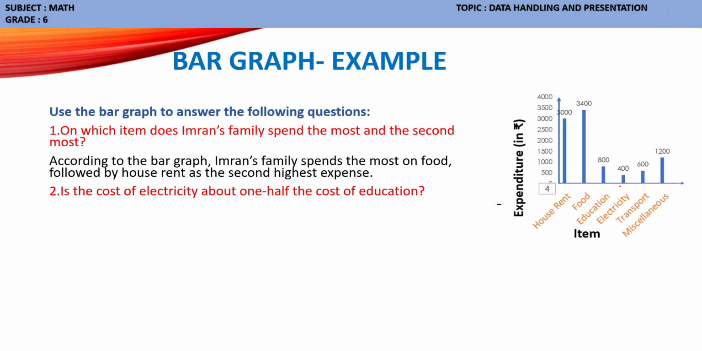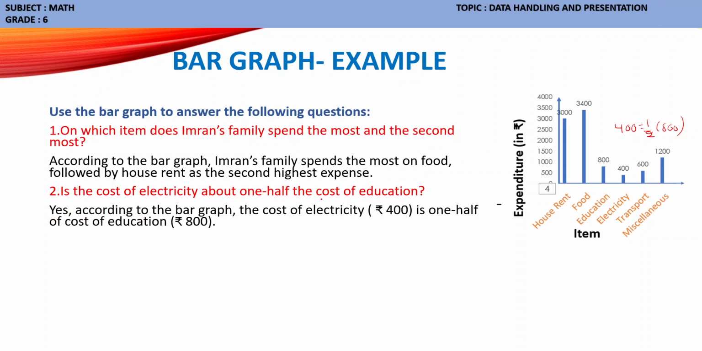Second question. Is the cost of electricity about one half of the cost of education? If we observe, the electricity is 400 here and education is 800. We can easily write 400 as half of 800. So the question is, is the cost of electricity one half of the cost of education? Therefore, yes, according to the bar graph, the cost of electricity is one half of the cost of education.